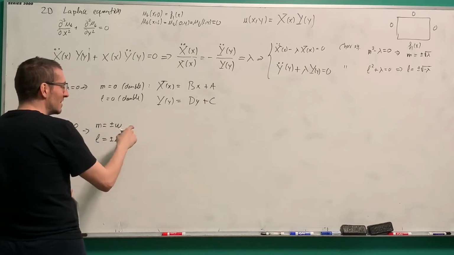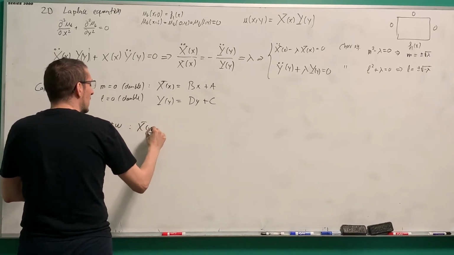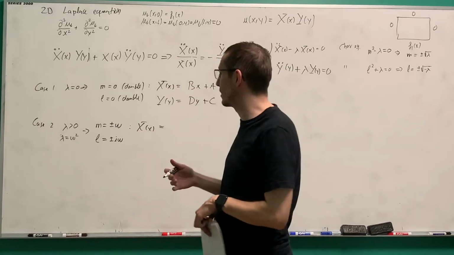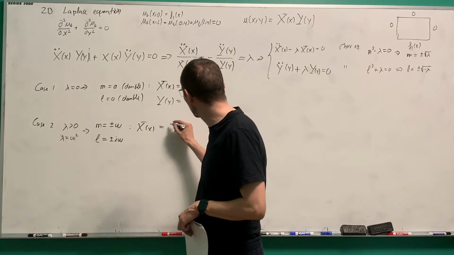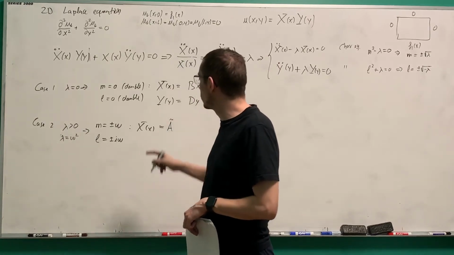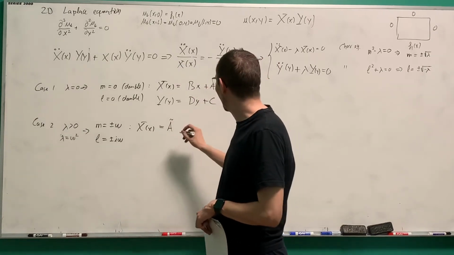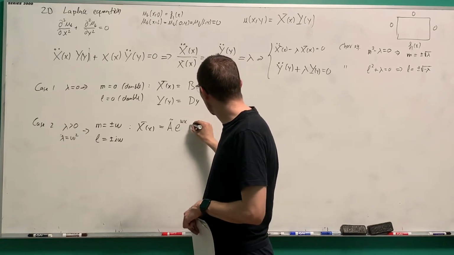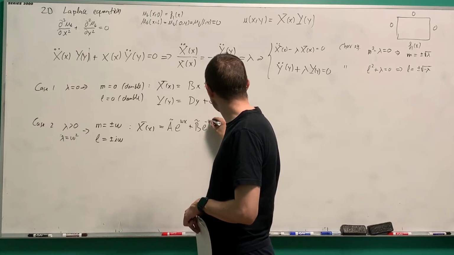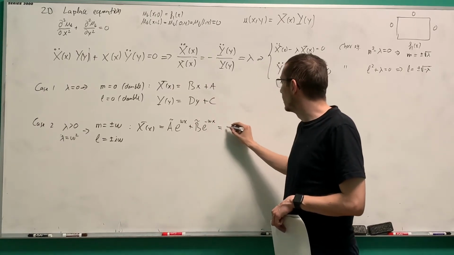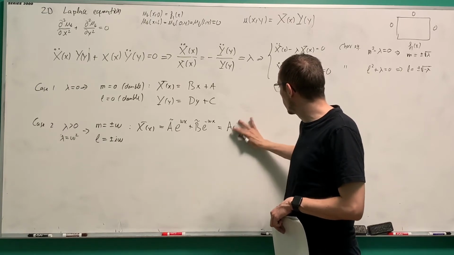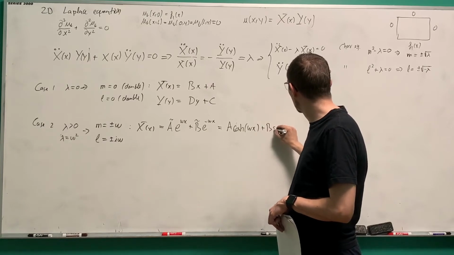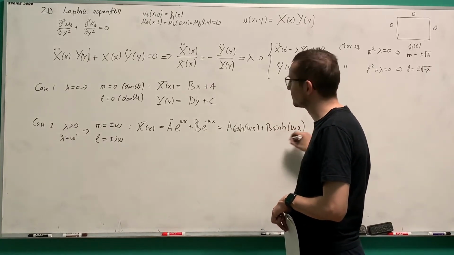Okay, so what we get in this case is that X of x is exponentials or sinhs. We're going to use sinhs and coshs to get you used to that also, because it's simpler in general terms. So let's write both. We have some constant a tilde e to the omega x plus b tilde e to the minus omega x, or alternatively a times the cosh of omega x plus b the sinh of omega x.